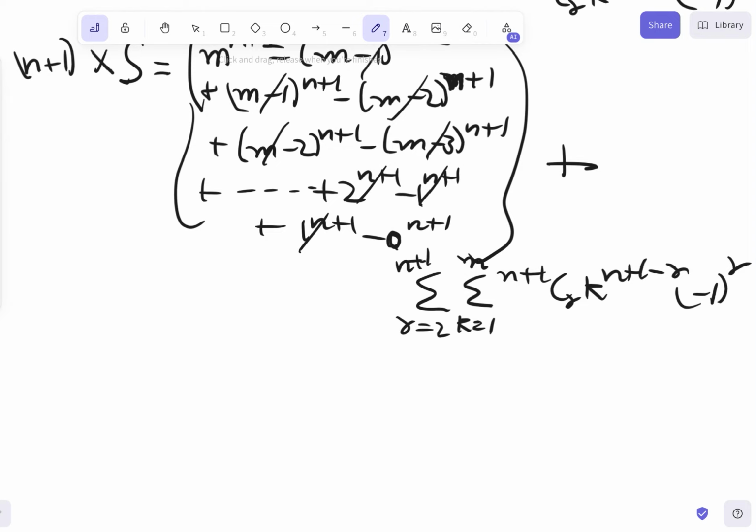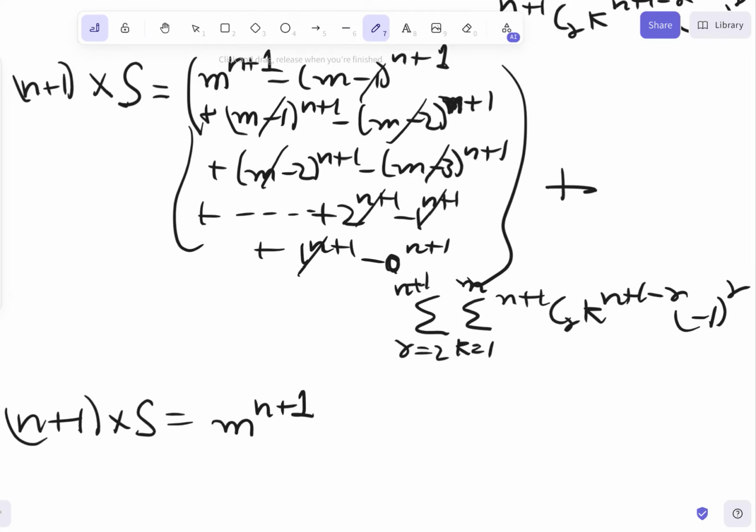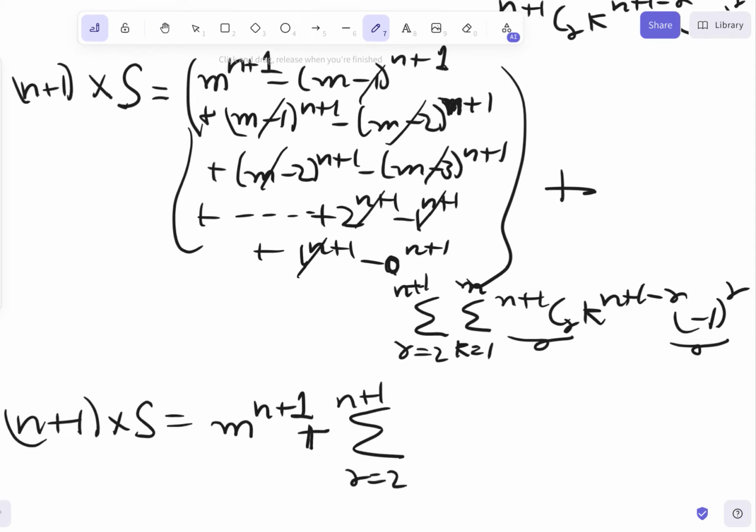Now let's write the formula once again. N plus 1 into s equals, this term will become m power n plus 1 plus, now we see that this term doesn't depend on k and this term also doesn't depend on k, so let's take them common and bring them out of the inner summation. n plus 1 cr into minus 1 to the power r, summation k equals 1 to m, k power n plus 1 minus r.